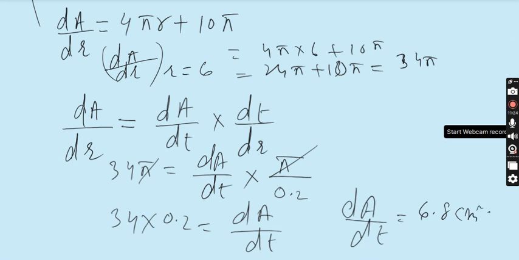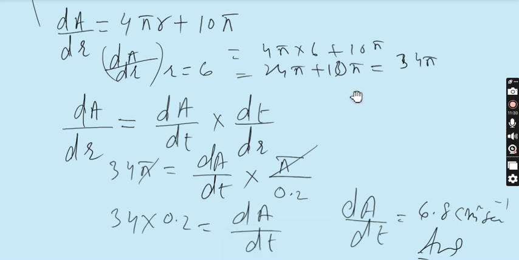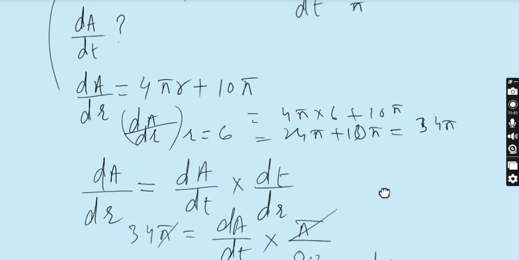Area means centimeter square, second inverse. So this is the rate of change of area with respect to time. Rate means something upon time. So our final answer is 6.8 centimeter square per second.